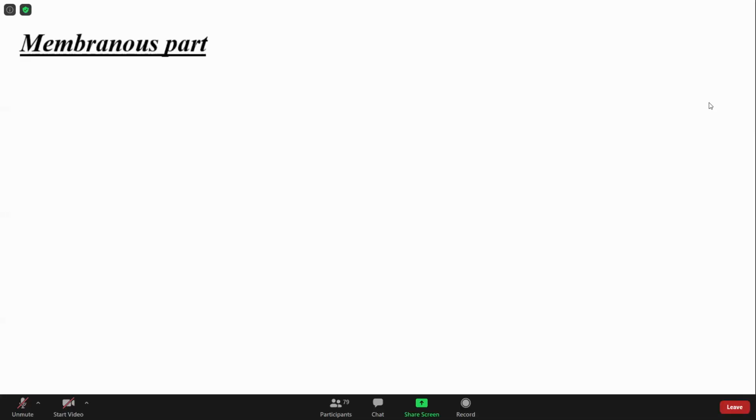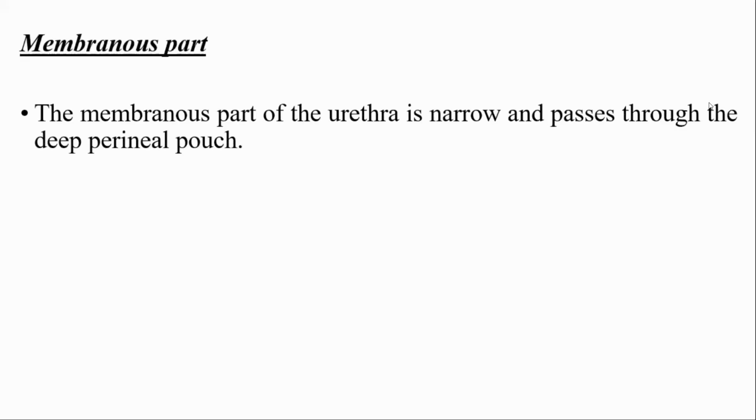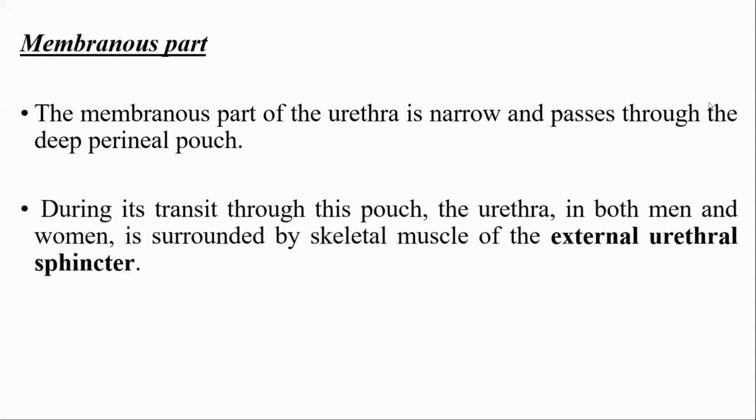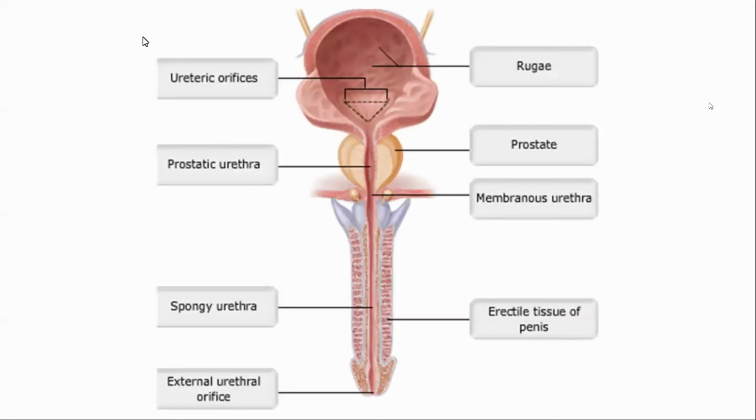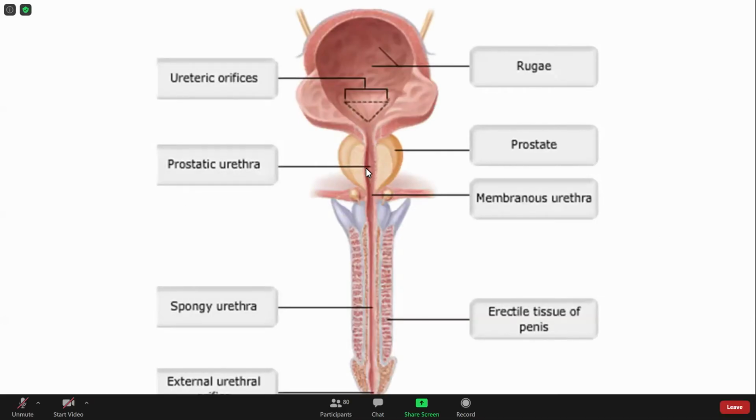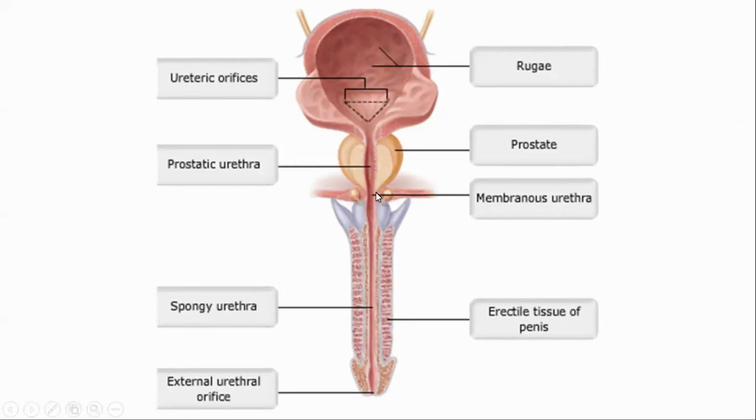Now the membranous part. The membranous part of the urethra is narrow and passes through the deep perineal pouch. During its transit through this pouch, the urethra in both men and women is surrounded by the skeletal muscle of the external urethral sphincter. So this is the membranous part of the urethra. And this is the external urethral sphincter.